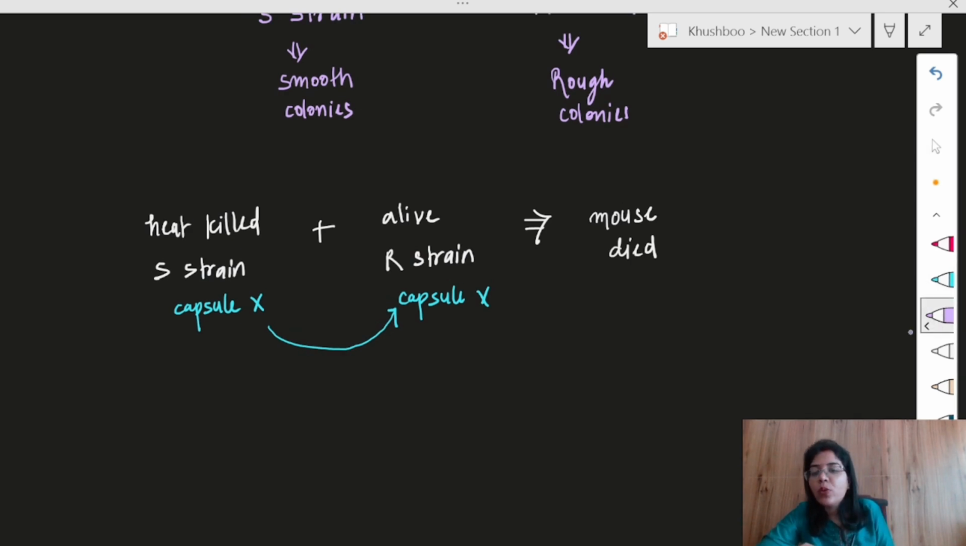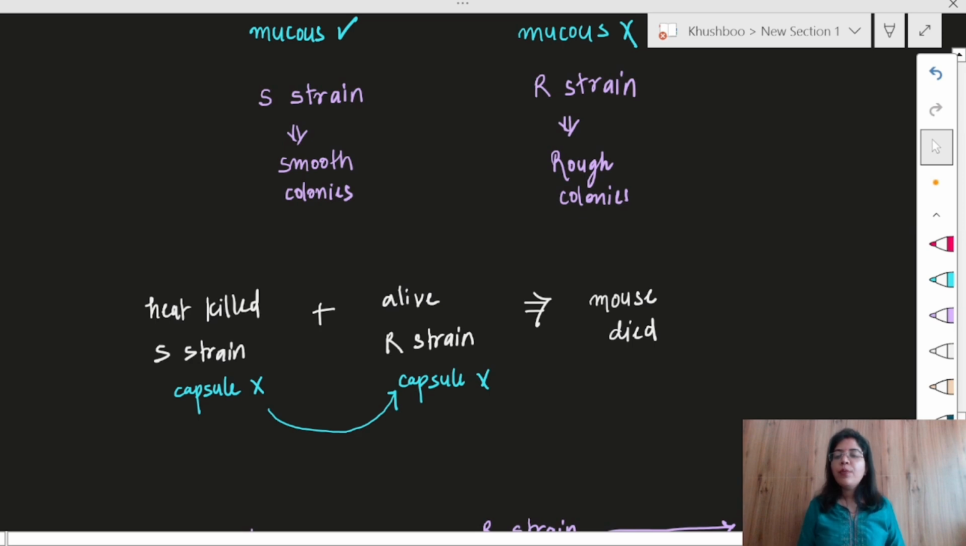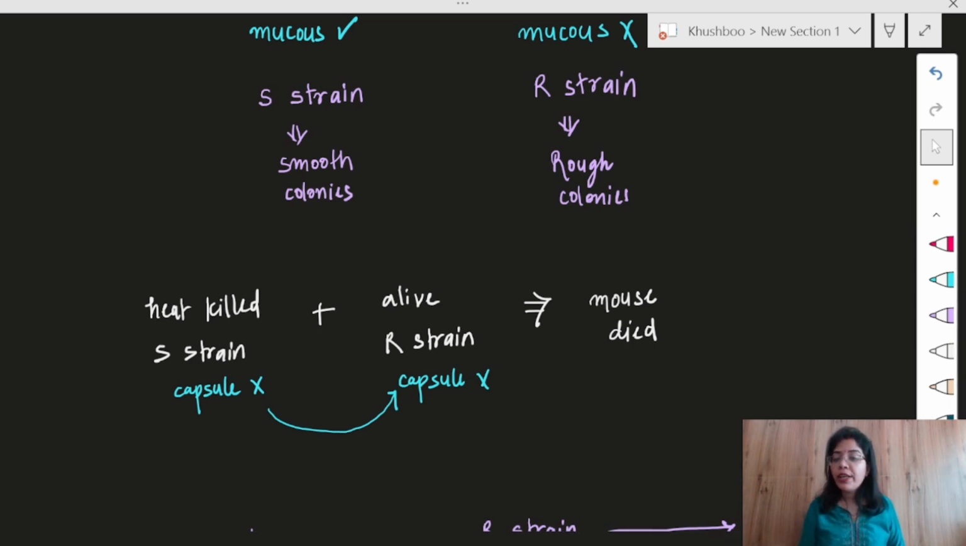Okay, so S strain, R strain, transformation into S strain. How did this happen? Let's suppose the bacteria is capable of making a capsule. Why? Because it has that particular DNA, right? But by boiling, by heating it, what happened?